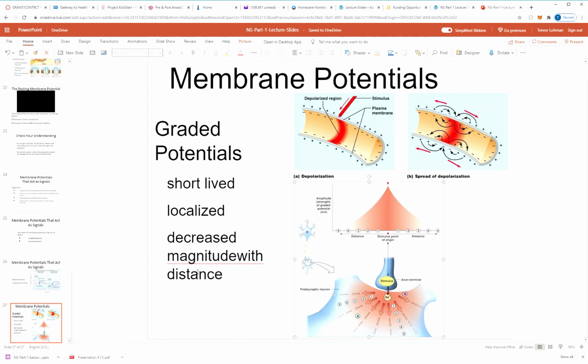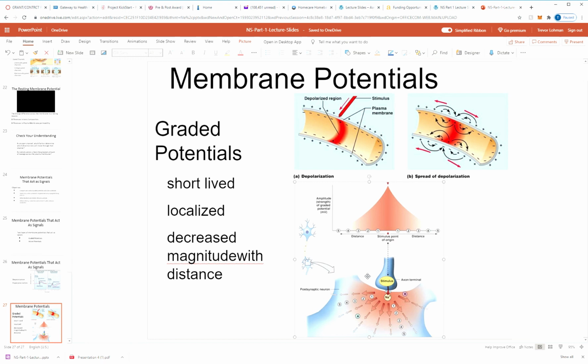And they decrease magnitude with distance. The further we get away from the entry point of sodium, the less sodium there's going to be. Okay? It's confusing when I'm talking about a chemical as a proxy for an electrical signal, but don't forget that these signals are charged. So the less sodium there is, also the less positive charge there's going to be. Anyway, the point is they are short-lived, local, and they decrease magnitude with distance.